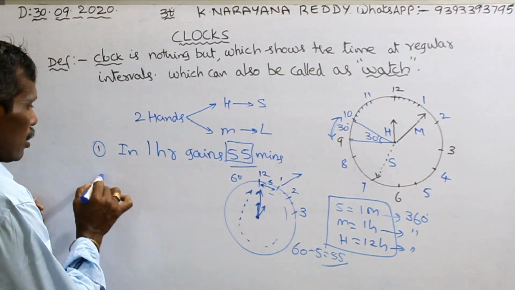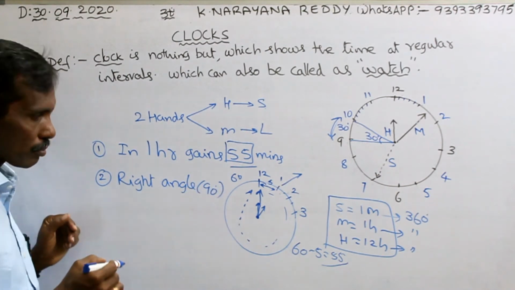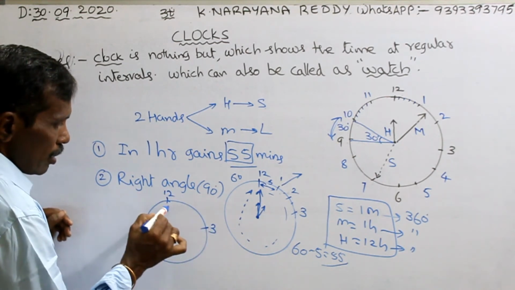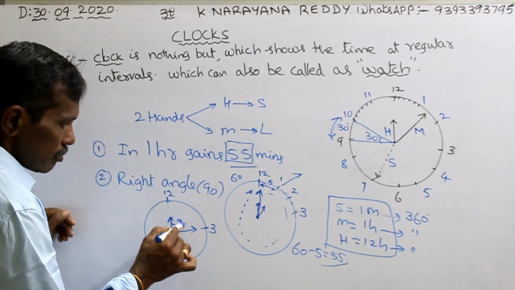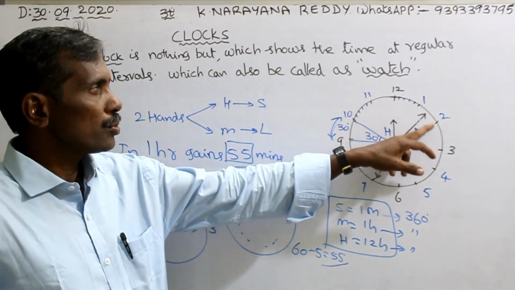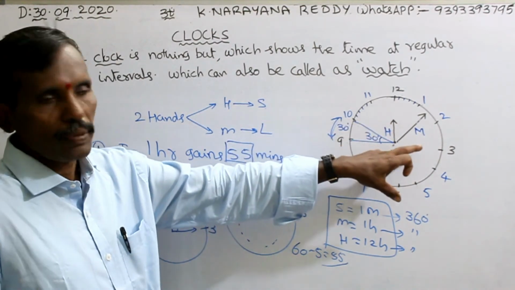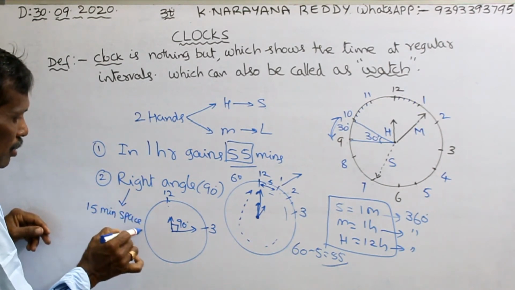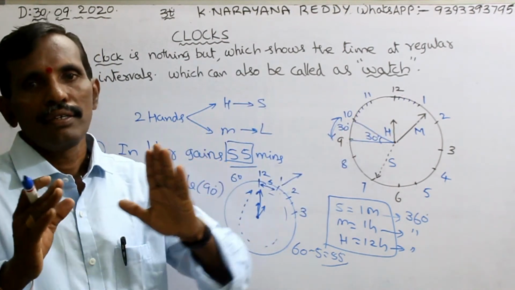Next point is right angle. Right angle is nothing but 90. You know that. Take another watch dial, with 12 and 3. This is, for example, hour hand, and this is minute hand. This is 90 degrees. Means what? There are three spaces apart. 1, 2, 3. This is 90 degrees. So there are right angles. How many minute spaces apart now? 15 minute spaces. So right angle is nothing but 15 minute spaces. This is very important. For every 15 minute space, those hands are at right angles.